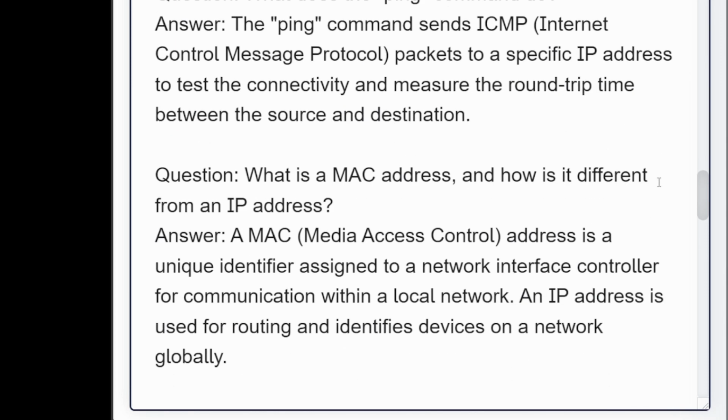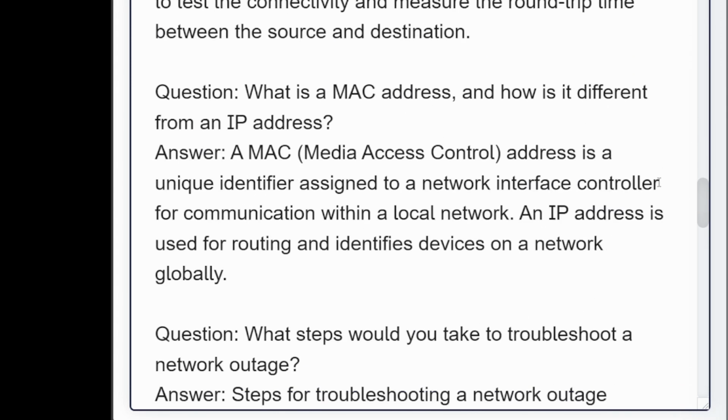Question: what is a MAC address, and how is it different from an IP address? Answer: a MAC, Media Access Control, address is a unique identifier assigned to a network interface controller for communication within a local network. An IP address is used for routing and identifies devices on a network globally.